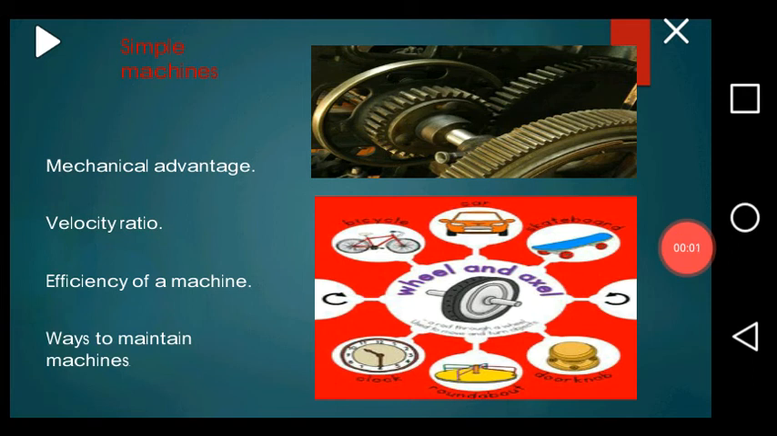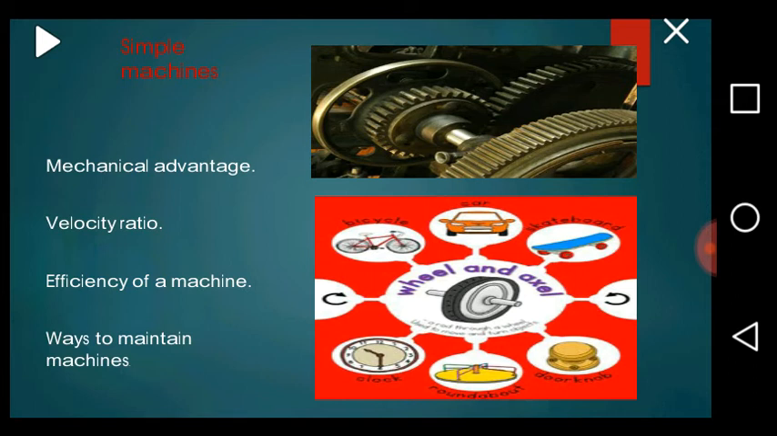Mechanical advantage, velocity ratio, efficiency of a machine, and ways of maintaining machines. Scientists have a way of knowing if a machine is worth having, and there's no point constructing a machine which is not efficient. The work done on the load by the machine must be greater than the work done on the machine by the load.